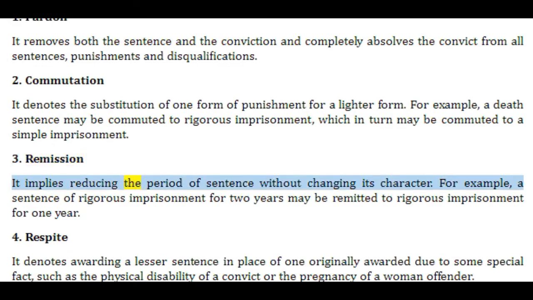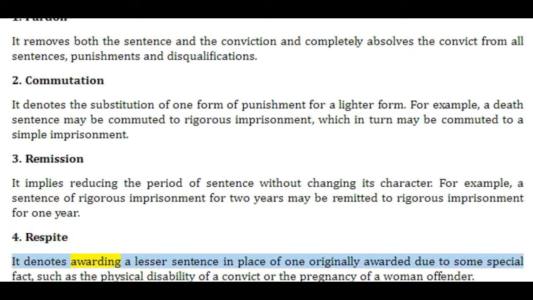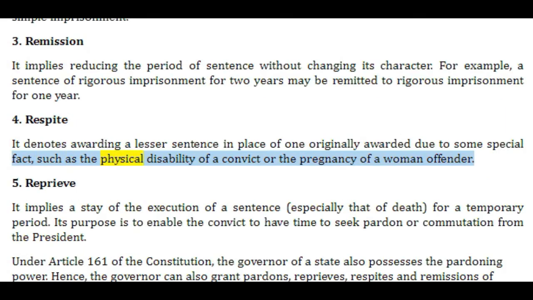3. Remission. It implies reducing the period of sentence without changing its character. For example, a sentence of rigorous imprisonment for 2 years may be remitted to rigorous imprisonment for 1 year. 4. Respite. It denotes awarding a lesser sentence in place of one originally awarded due to some special fact, such as the physical disability of a convict or the pregnancy of a woman offender.